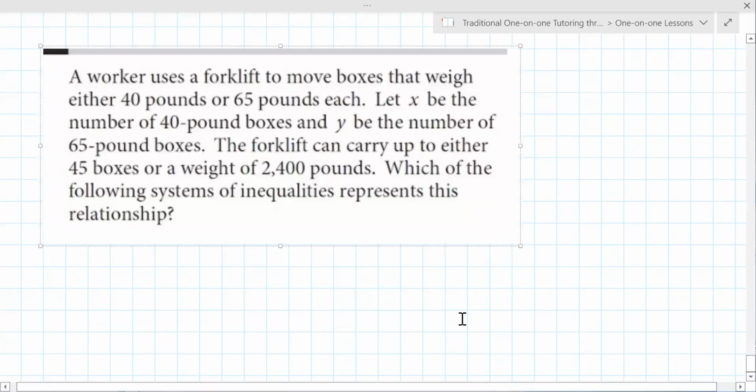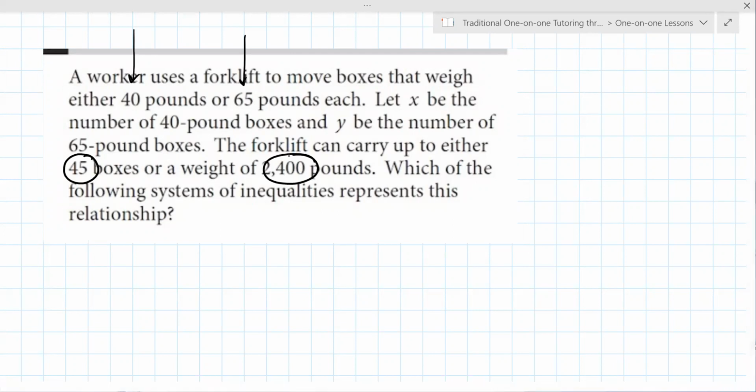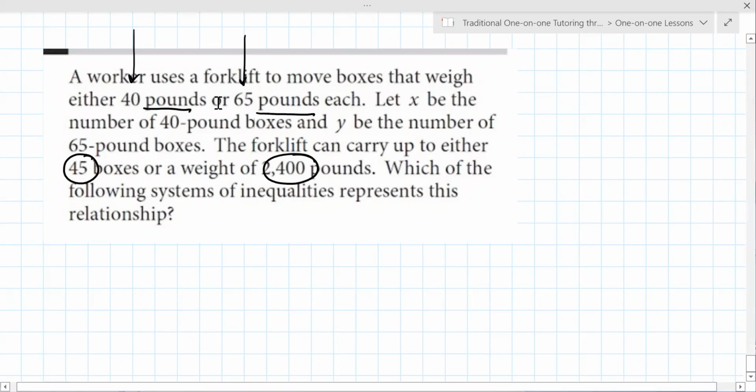So my question to you now, and you may have to reread this again, is does the 40 and the 65 go with the 45 or the 2,400? And if you need to, please read it again. Don't just guess at it. 2,400 because they're pounds. Exactly. The pounds go with pounds. So the equation with 40 and 65 better go with 2,400. Okay, so let's look at the answers one more time, and you tell me which ones we can eliminate.